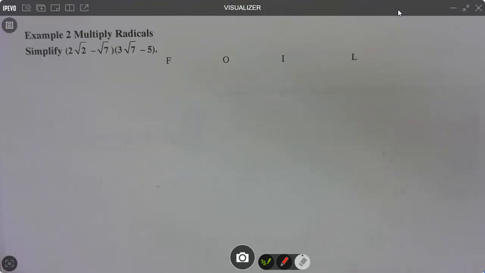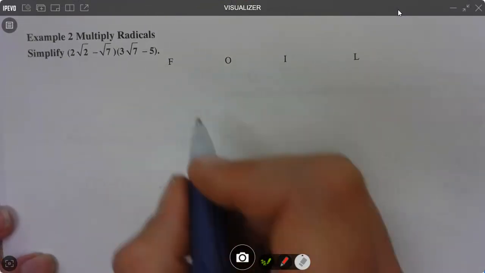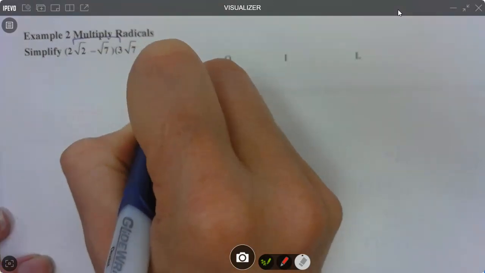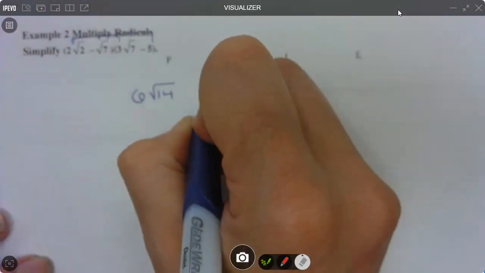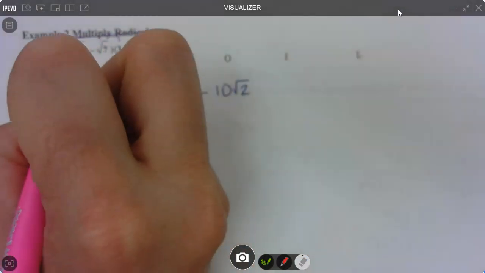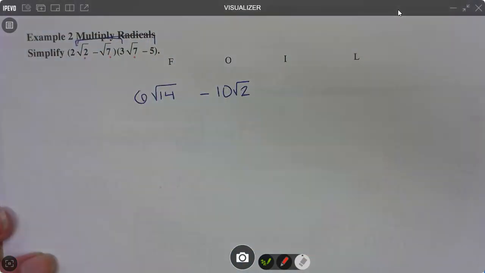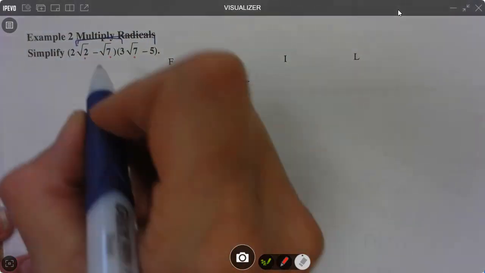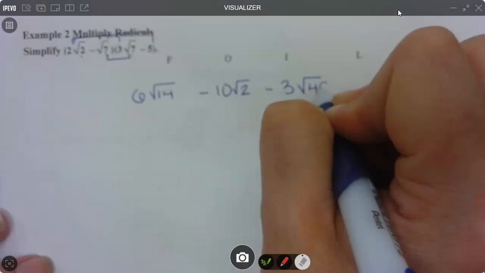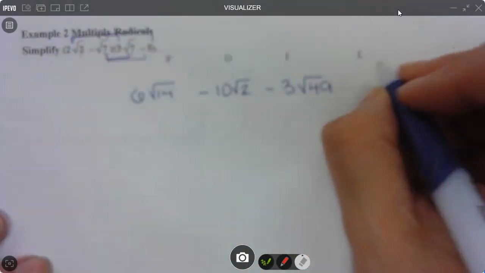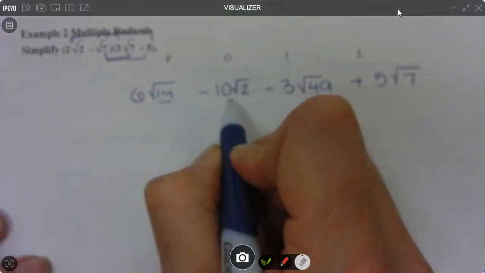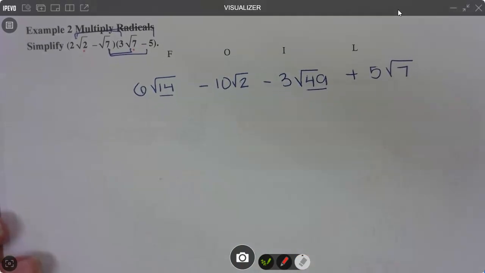And then the last part was foiling. So you have to do first, outer. And remember that when you FOIL, you multiply the inside radical terms together and the outside numbers together. Inner and last. If the inside radical can be simplified, you would want to do so.